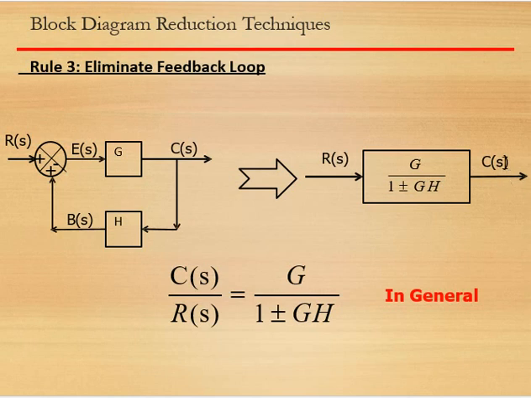and the output will be C(S). If you see, this block can be represented as this one. The transfer function of this block will be G divided by 1 plus or minus GH. This is the gain or transfer function, this is the input and this is the output. In general I can write this equation in these terms, but we need to understand when there will be a positive sign and when there will be a negative sign.